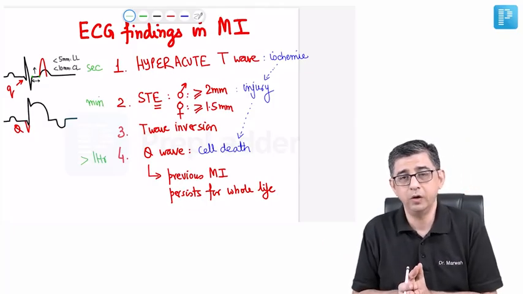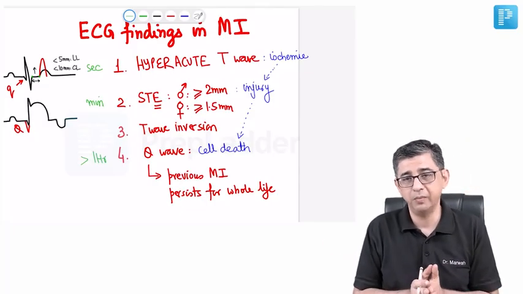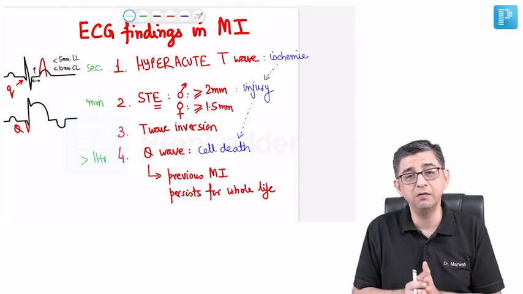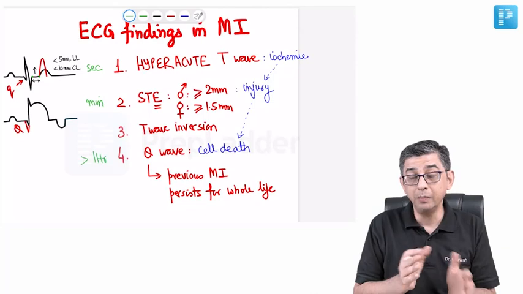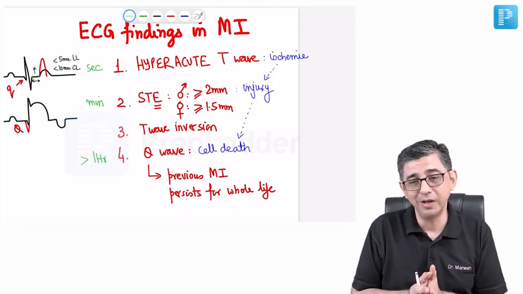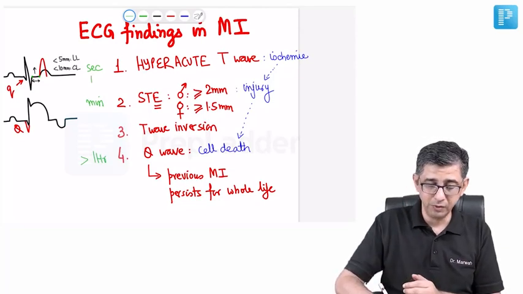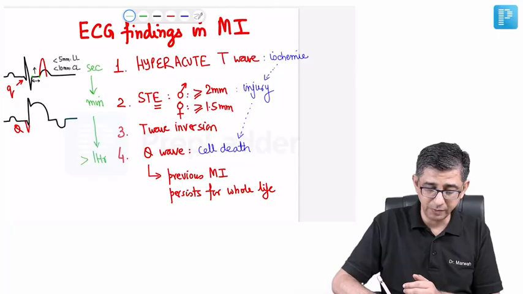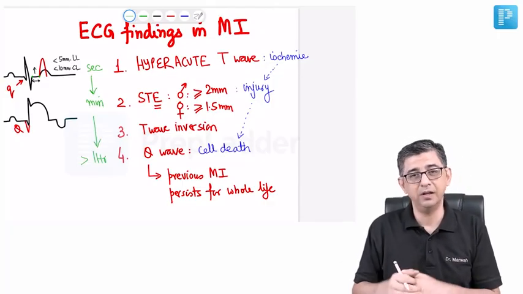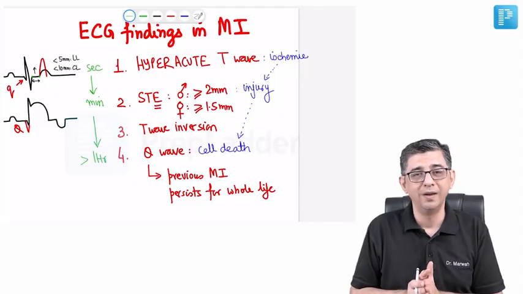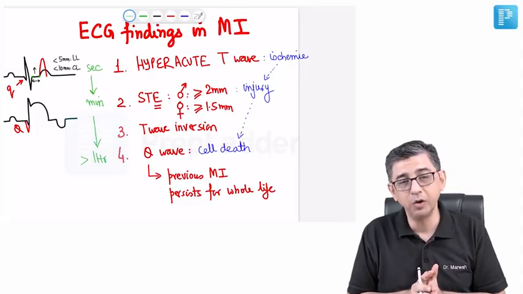I told you there could even be a non-ST elevation MI, but you would still have T wave inversion and a rise in the biomarkers, and the treatment difference between the two is what is usually asked in the exam. So you can see the sequence: seconds, minutes, and hours. If he asks which ECG finding indicates cell death, your answer would be deep Q waves.